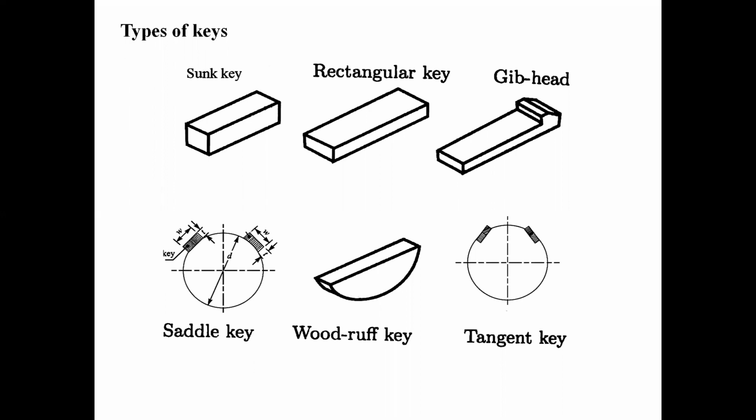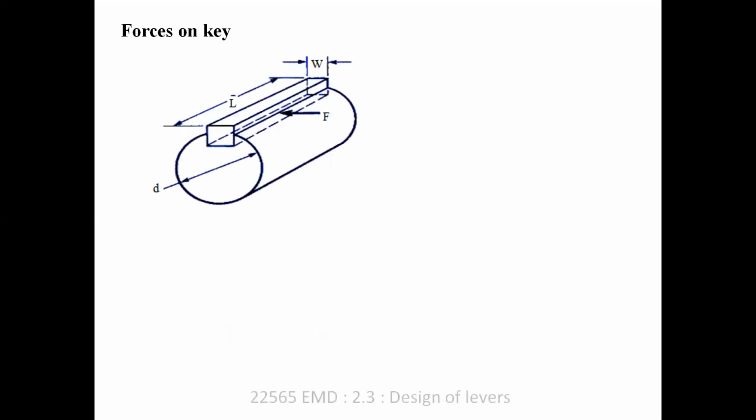Tangent key and saddle key have very little stress concentration because very little material is removed from the shaft. In case of our sunk key, rectangular key or gib head key, we have to remove material from the shaft so that there is a keyway. We can insert half portion of the key inside the shaft and half portion is inserted in the hub or boss of the pulley or gear.